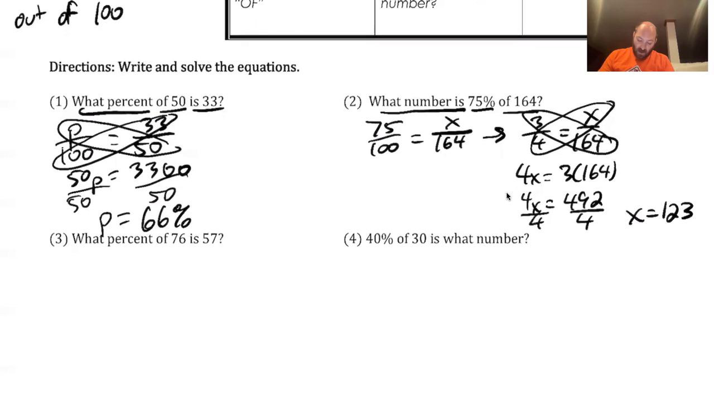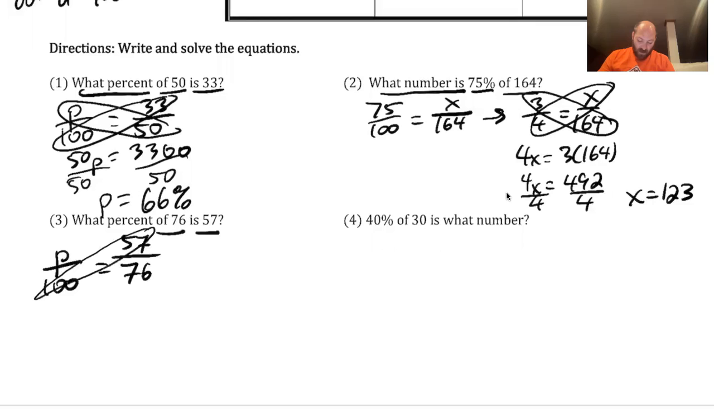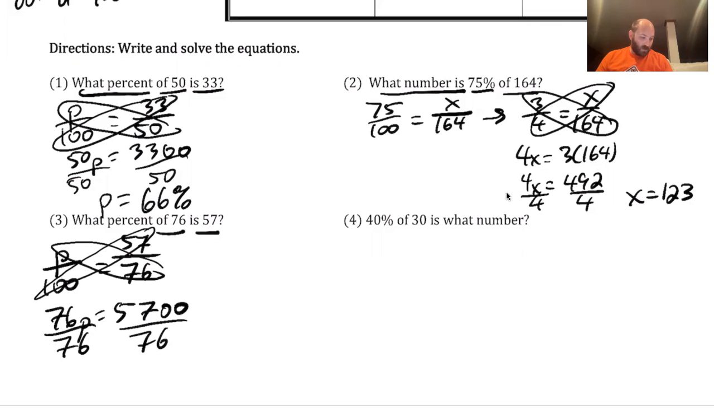Number 3, what percent of 76 is 57? Again, my unknown is my percent, so I'll put that over 100. The of number is 76 and the is number is 57. I'll go ahead and cross multiply now. So I get 76p equal to 5,700. Then we'll divide both sides by 76, which gives me 75. So again, that is 75%.